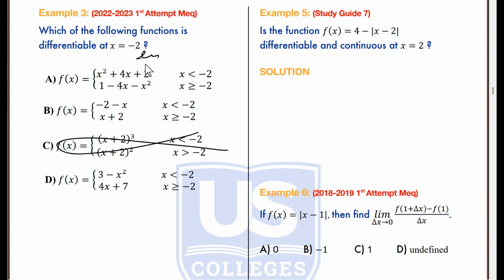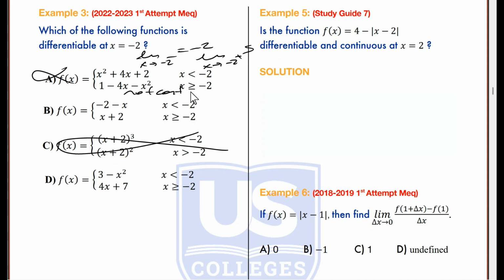From the left, this is the function. Negative 2 squared, 4, minus 4 times 2, 4 minus 8 minus 4 plus minus 2. What about the right-sided limit? For the right-sided limit, we use this function. Substitute negative 2 for x. So 8 plus 1, 9, minus 4, 5. So the right-sided limit is not equal to the left-sided limit, so it's not continuous.